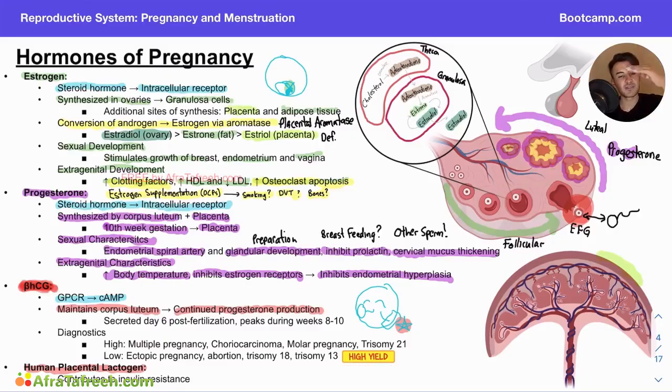And the corpus luteum is like, yo, I'm tired, but I got this. I'm going to keep going until the placenta is ready. So eventually our placenta down here will be responsible for making our estrogen and progesterone. But until then, we have beta HCG doing the pinch hitting.